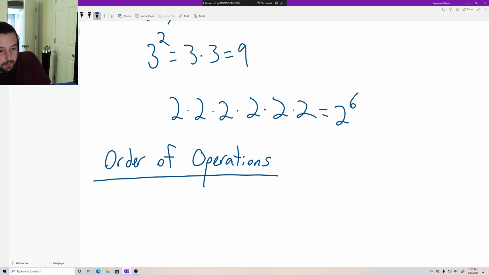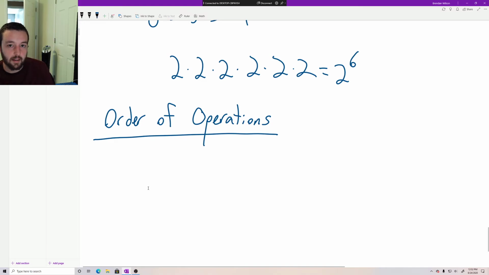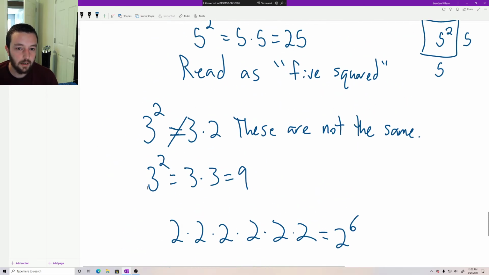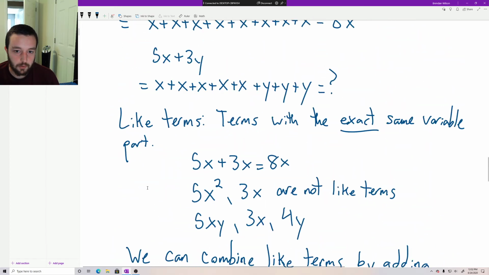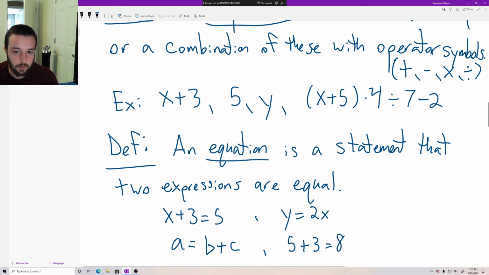All right, order of operations. So remember, operations are things like addition, subtraction, multiplication, and division. But what if we have a lot of these different combinations of things and we don't know what order to do them in? For example, the one I wrote up here: x plus 5 times 4 divided by 7 minus 2. How do we deal with this? What do we do first?